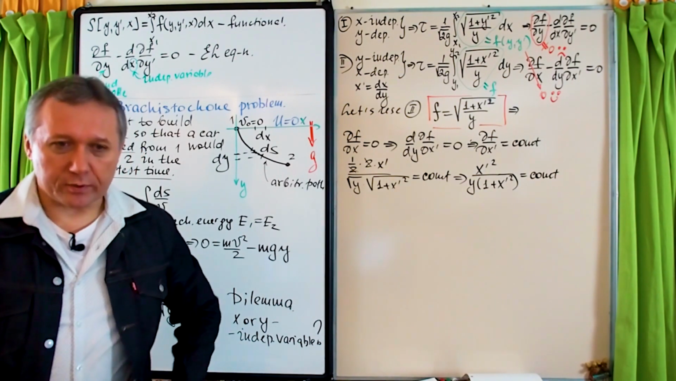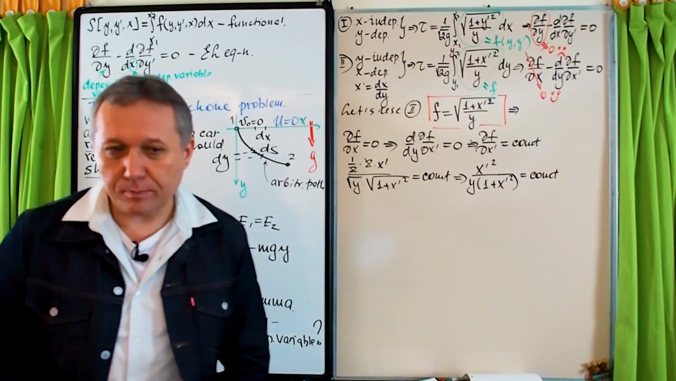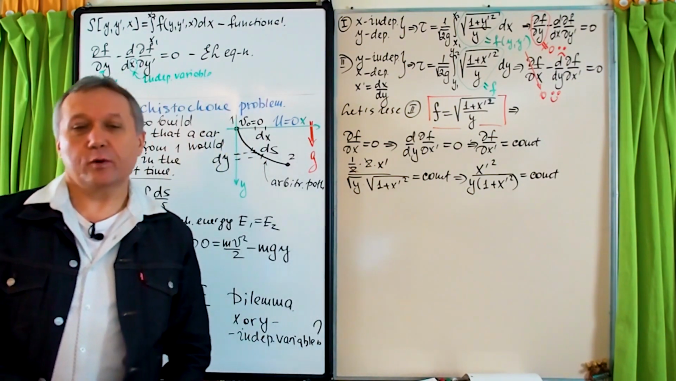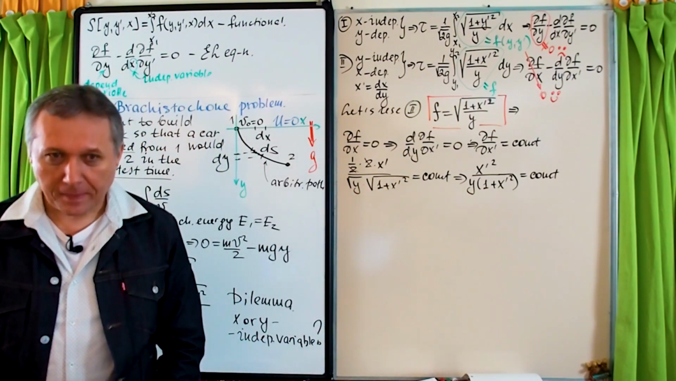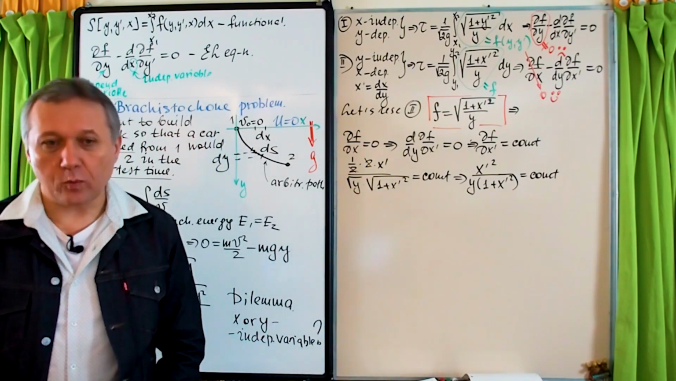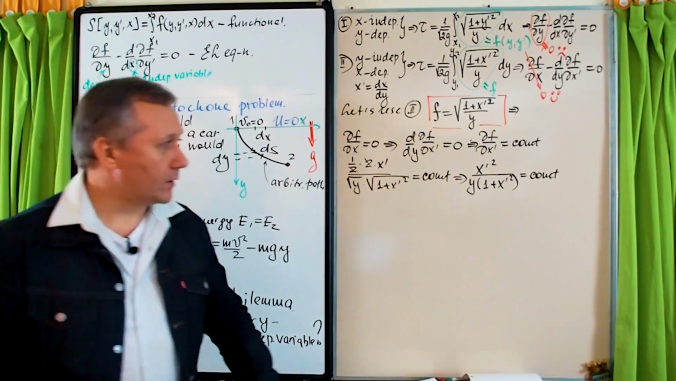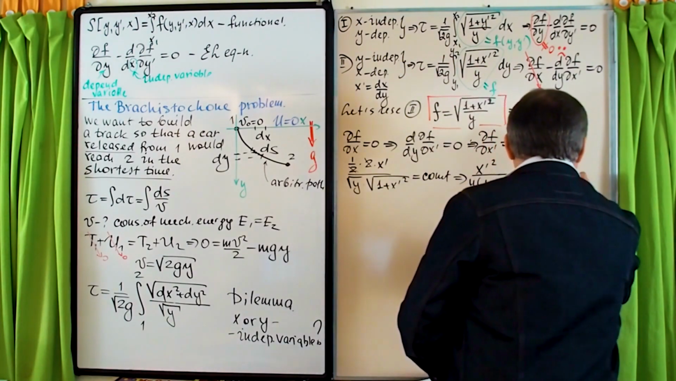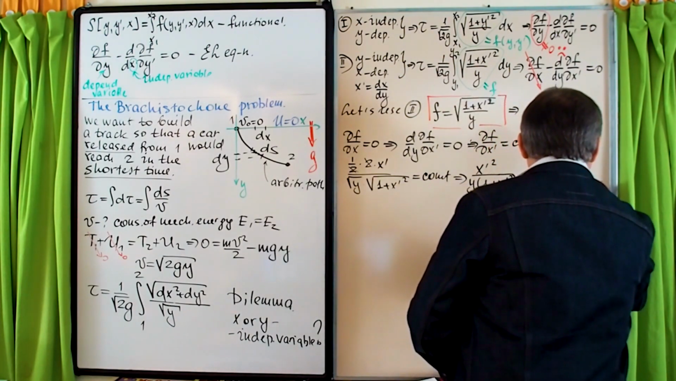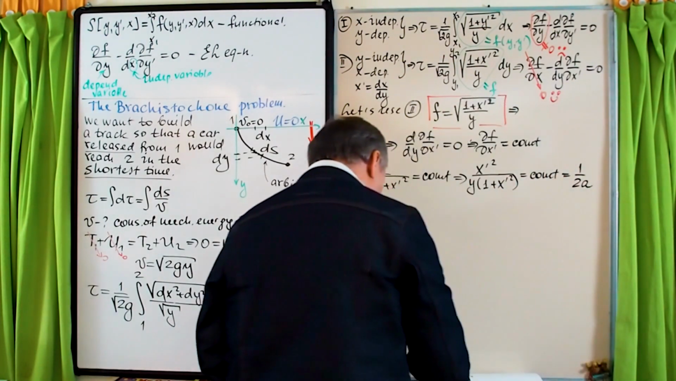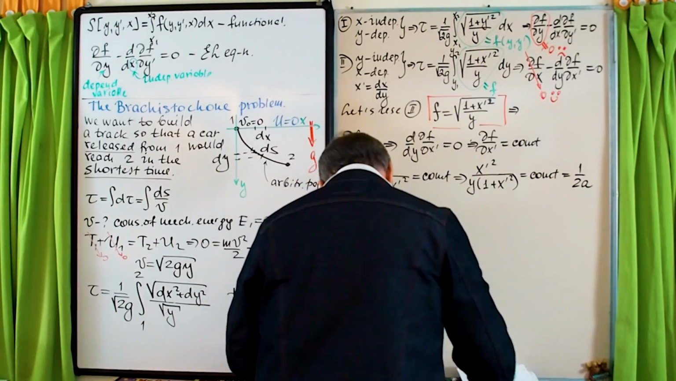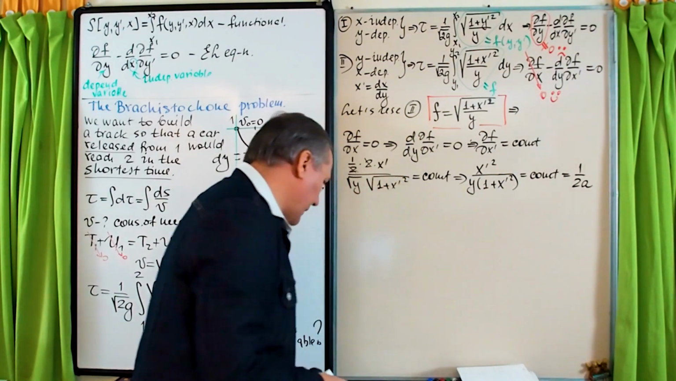And I think at this point, in order to make the best looking equations at the end, let's call this constant 1 over 2a, where a is some constant, right? So I think it's at this point 1 over 2a. Let me check if I'm correct, but I think, yeah, it's that point.